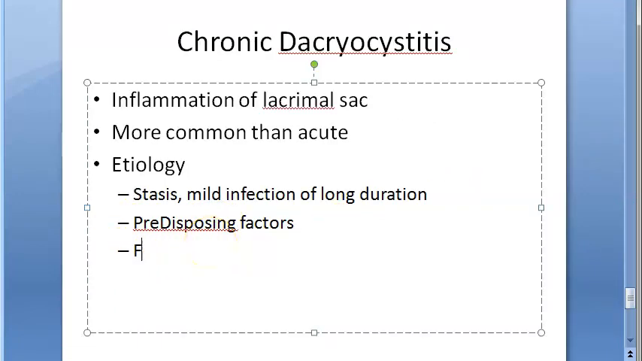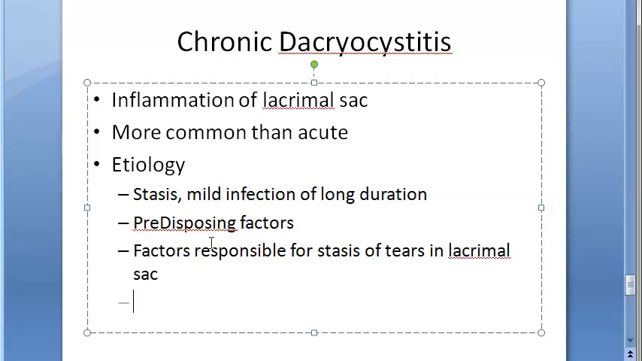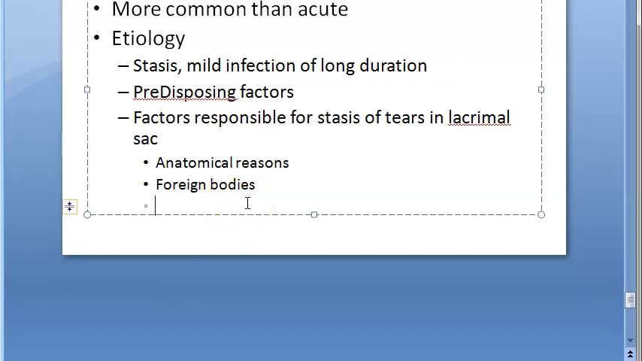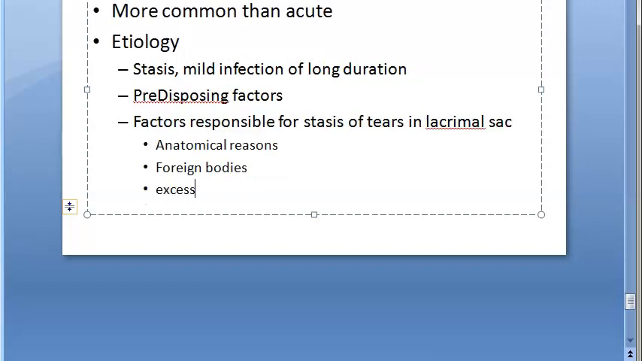Now let us look at the factors responsible for stasis of tears in the lacrimal sac. The factors will be anatomical factors. So basically a comparatively narrow bony canal, partial canalization of membranous nasolacrimal duct, excessive membranous folds in the nasolacrimal duct. So some anatomical reasons. Then foreign bodies may be there which are blocking, causing the stasis of the tears. Then excessive lacrimation, so the secretion of tears itself is more. So it is not able to drain it out maybe.